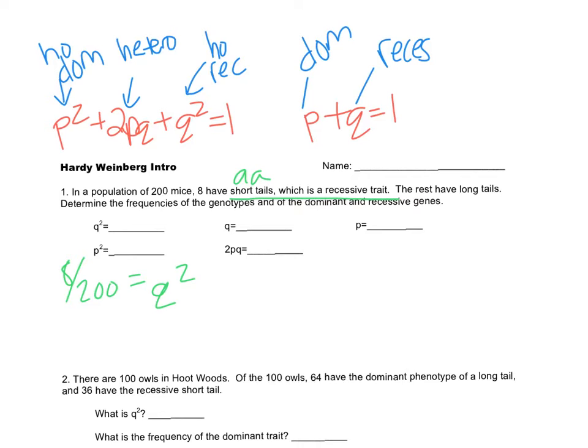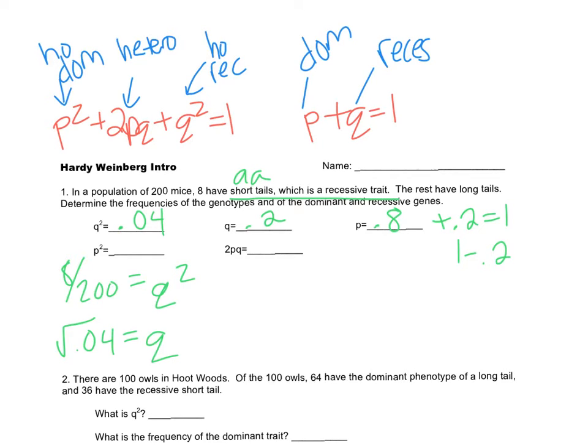If I put that in my calculator, I get that q squared, 8 divided by 200, is going to be 0.04. From there, I can solve for q. To find q, I would do the square root of 0.04, which would give me 0.2. To solve for p, I will use my formula p plus q equals 1. So something plus 0.2 equals 1. I'll subtract 1 minus 0.2 to get an answer of 0.8.